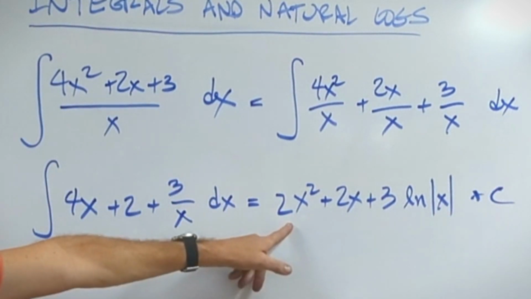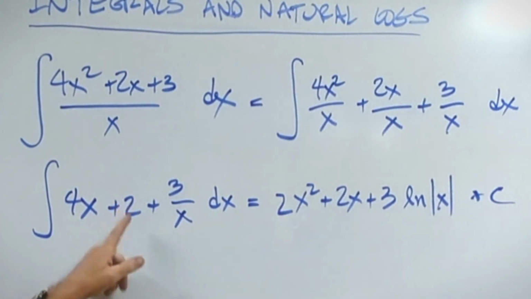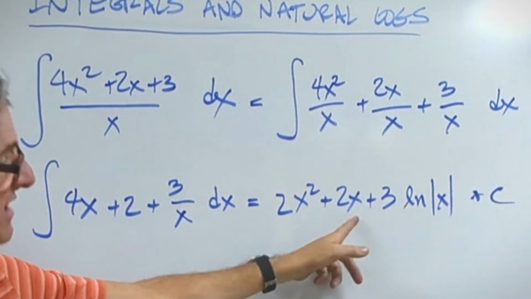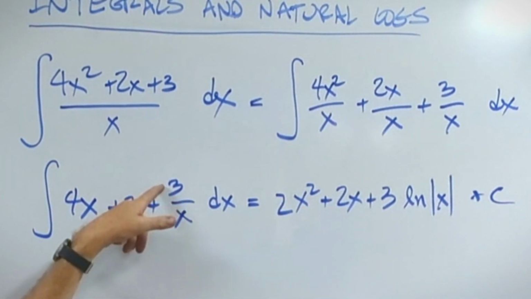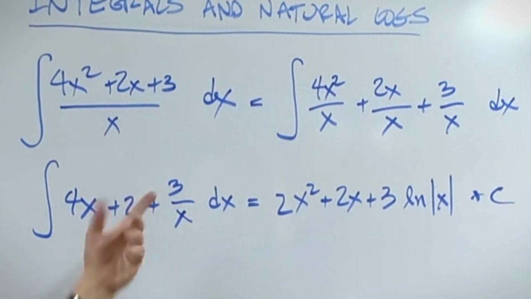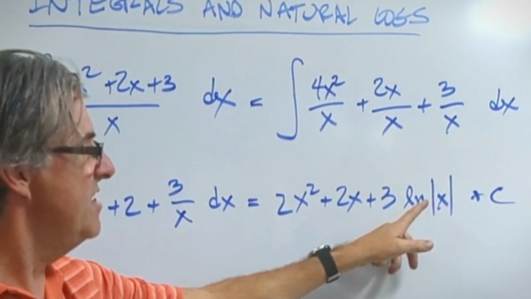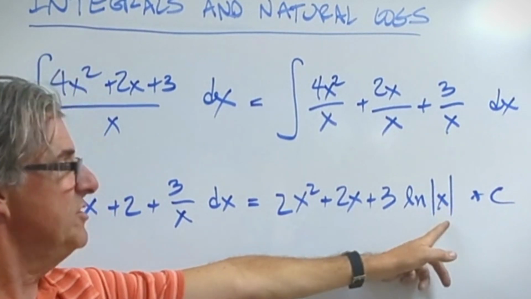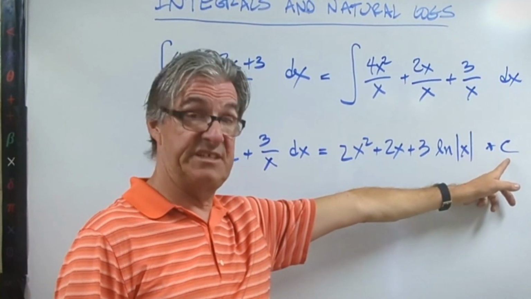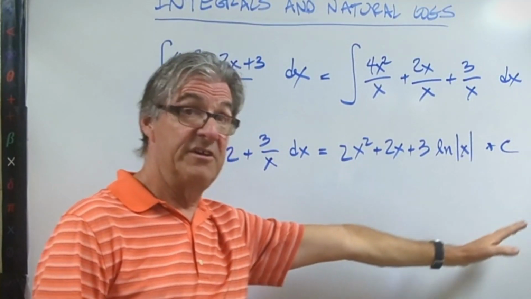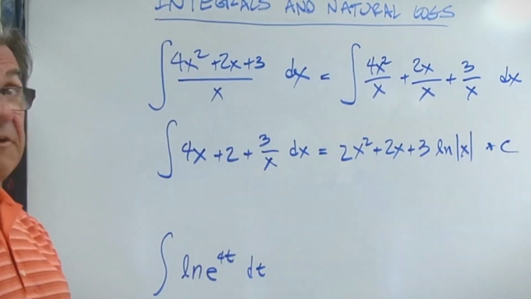So 2x squared, the integral of 2 becomes 2x, and the integral of 3 over x, it's 3 times the integral of 1 over x, so that becomes 3 times the natural log of the absolute value of x, and I threw my plus c on there, okay? So that's how we did that one.